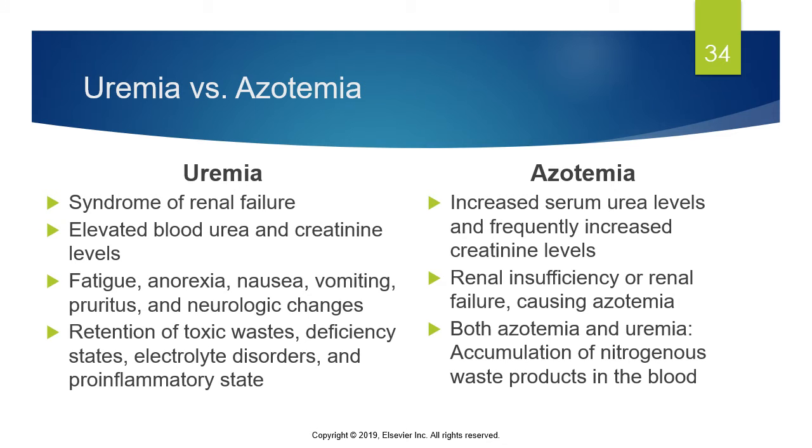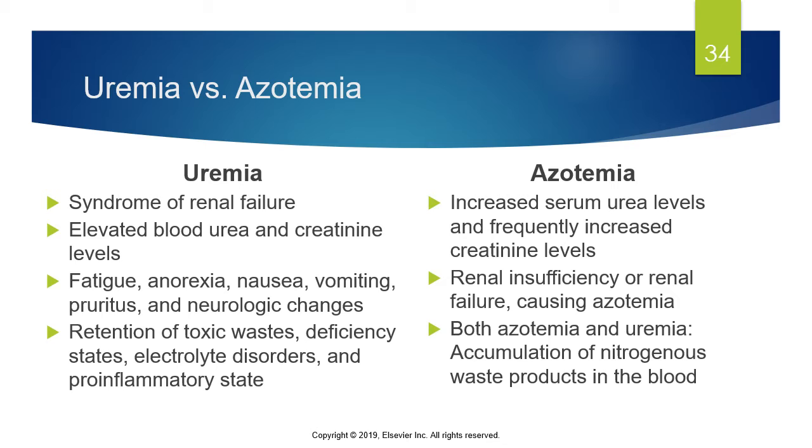So this is showing uremia versus azotemia. Uremia, or uremic syndrome, is a syndrome of renal failure and includes elevated blood urea and creatinine levels, accompanied by symptoms of fatigue, anorexia, nausea, vomiting, pruritus, and neurologic changes. It represents numerous consequences related to renal failure, including retention of toxic waste, deficiency states, electrolyte disorders, and immune activation, promoting a pro-inflammatory state.